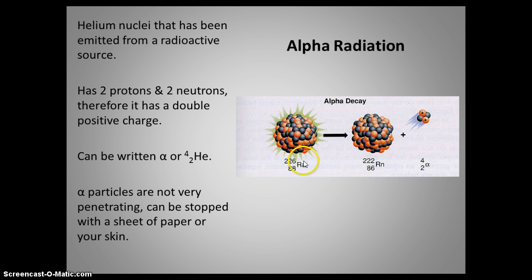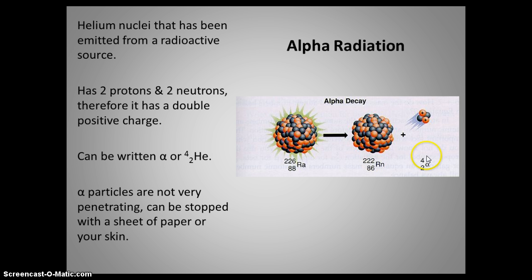So if you look, here we have radium. Radium is atomic number 88. That's going to break down. It's going to give us a radon, which is atomic number 86, and our helium nuclei. Helium is atomic number 2. These numbers at the top are the mass numbers. So this particular isotope of radium weighs 226 AMU. This particular isotope of radon weighs 222 AMU.